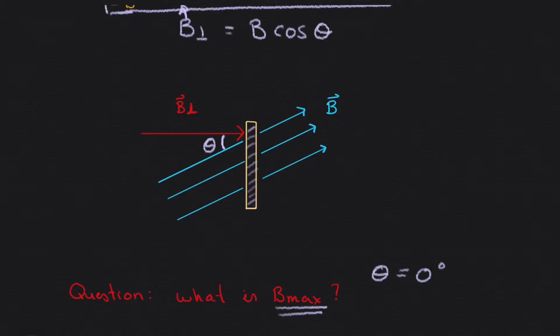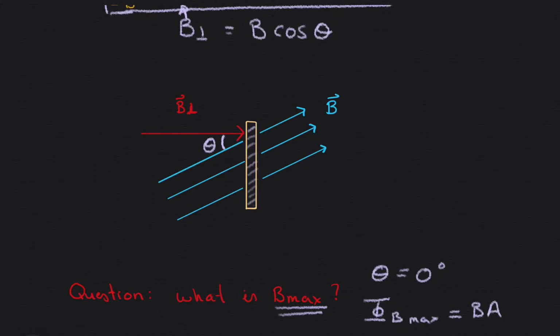So B perpendicular to the surface is the magnetic field going through the surface. And in that case, if I have an angle theta equal to 0, then I have the maximum magnetic flux, equal to BA. Okay?